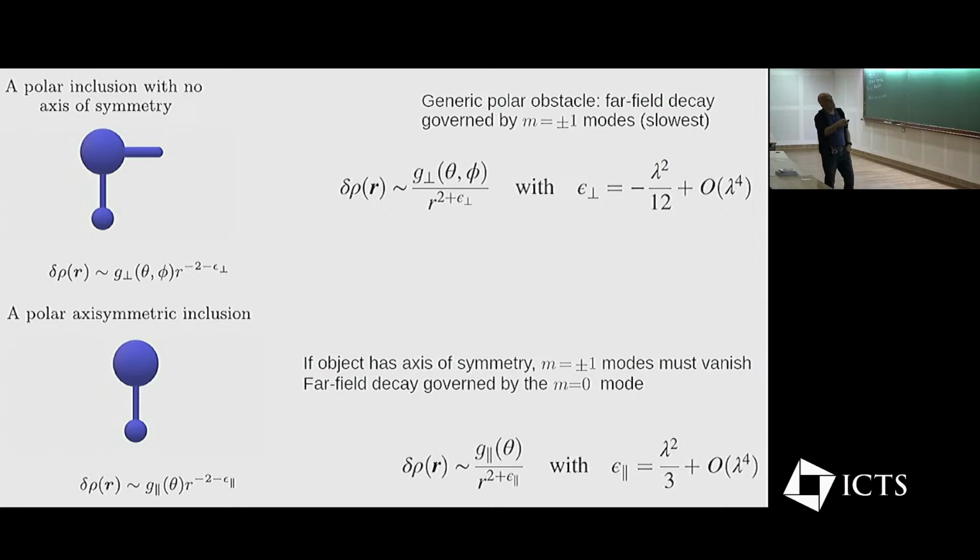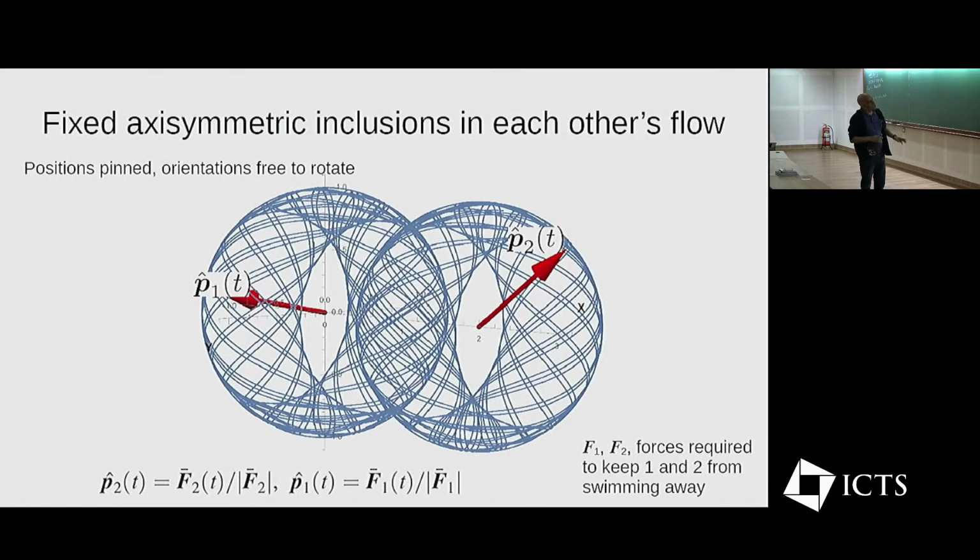The interesting thing is that the far field decay for a general polar obstacle is slower than 1 over r squared, and for a polar axisymmetric inclusion is faster than 1 over r squared. I don't know how practically relevant it turns out to be, but it's rather interesting that you've got an obstacle far away there, and if you make measurements on the concentration field here, you get signatures of the asymmetry of that object, which is rather sweet, I think. Whether you can use it for sensing or signaling or whatever, I don't know. Okay. So that's the first part.